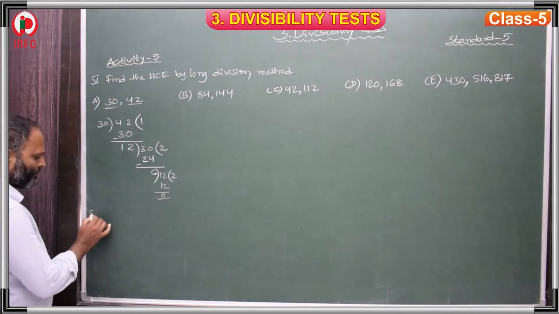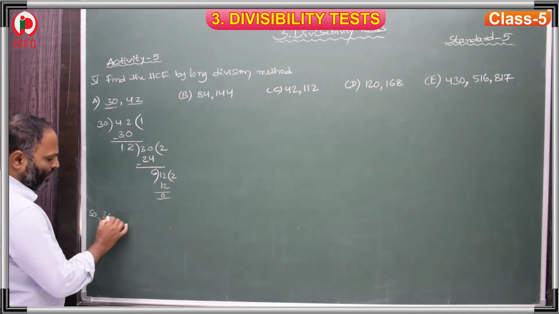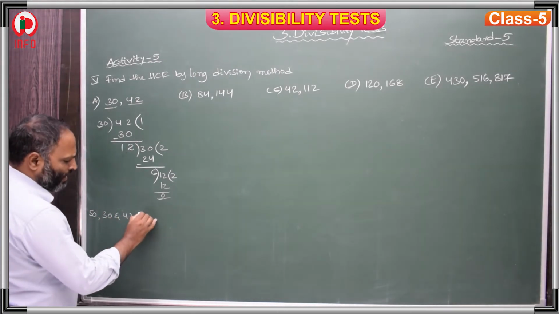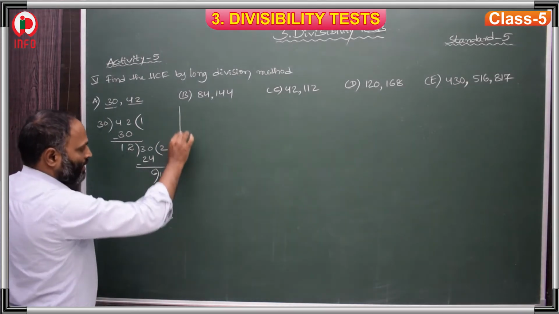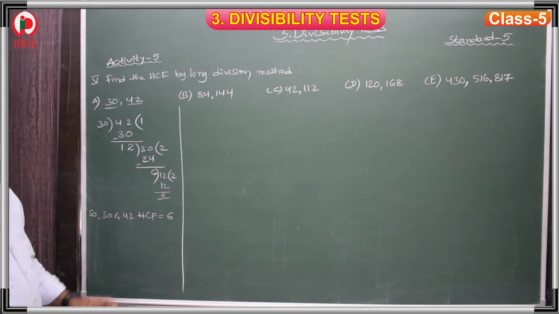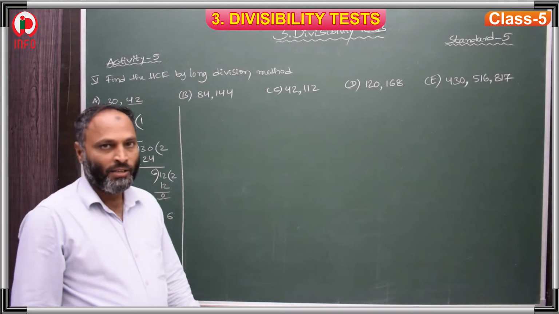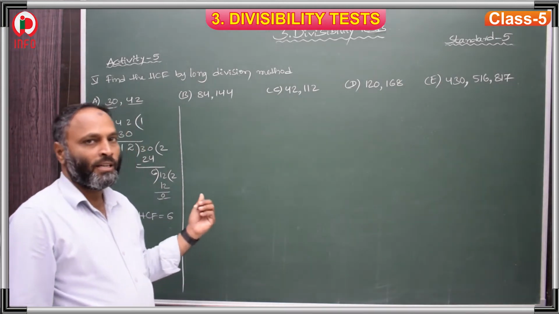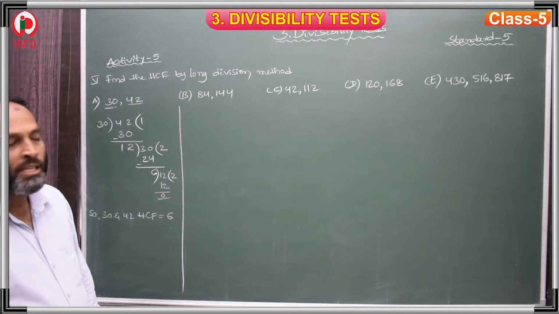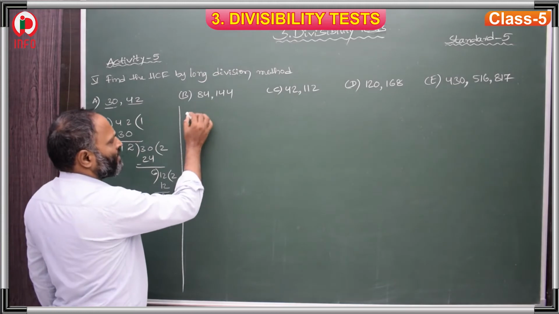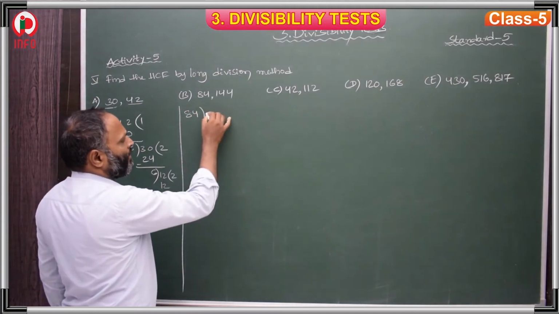So 30 and 42 HCF is 6. In this way we have to find the HCF. Wherever we get remainder as 0, that divisor is our HCF. Next, the smaller one divides the bigger one.